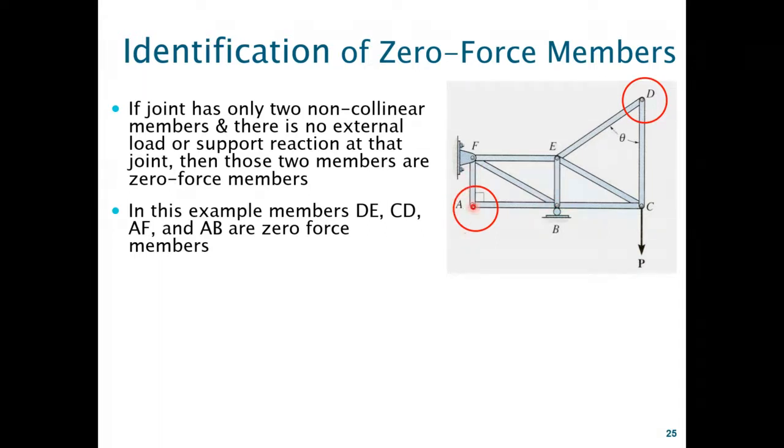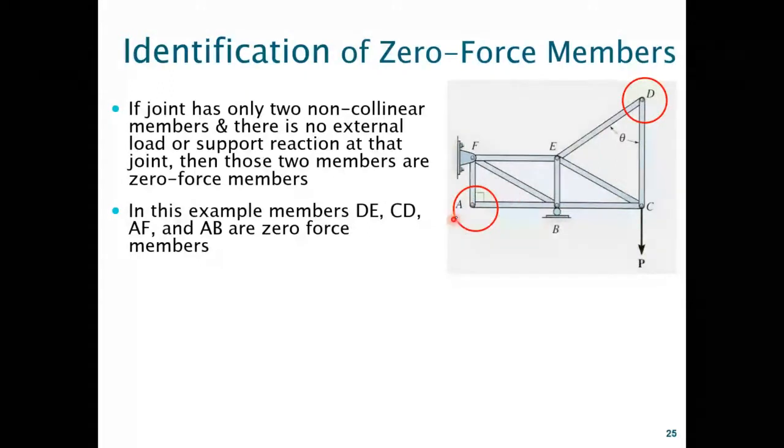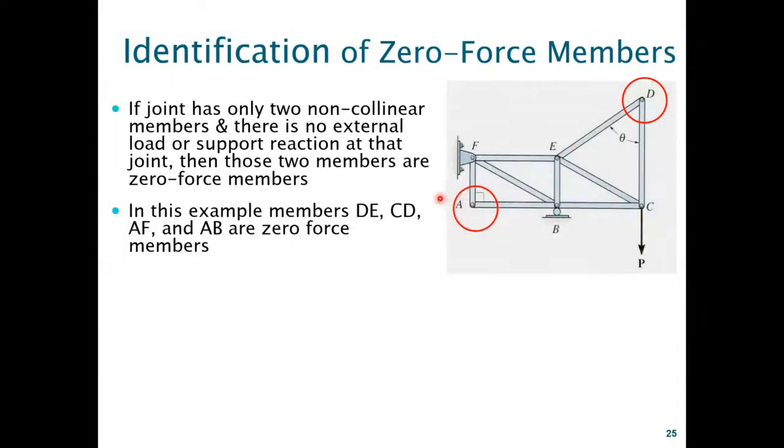So again, if we look at A, the sum of the vertical forces equals zero. There could be a force in FA, but there's nothing to balance it out, therefore there can be no force in FA. Same thing in the horizontal direction. If we had a force in AB, we need something equal and opposite on the other side. We don't have anything on the other side, so therefore it's equal to zero.